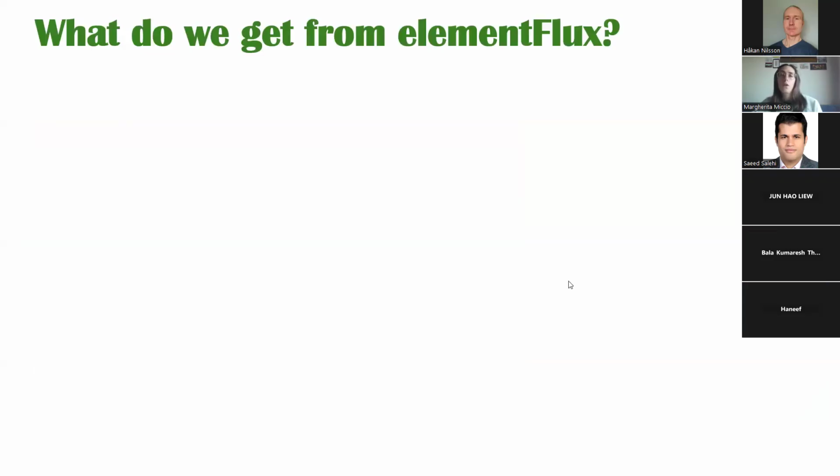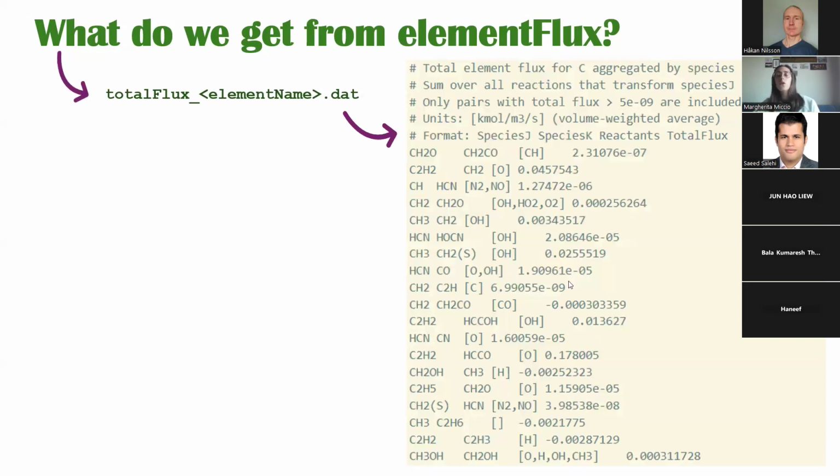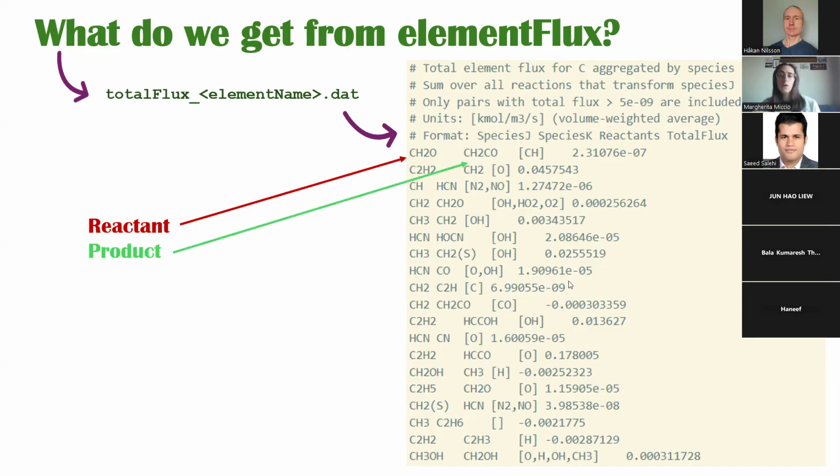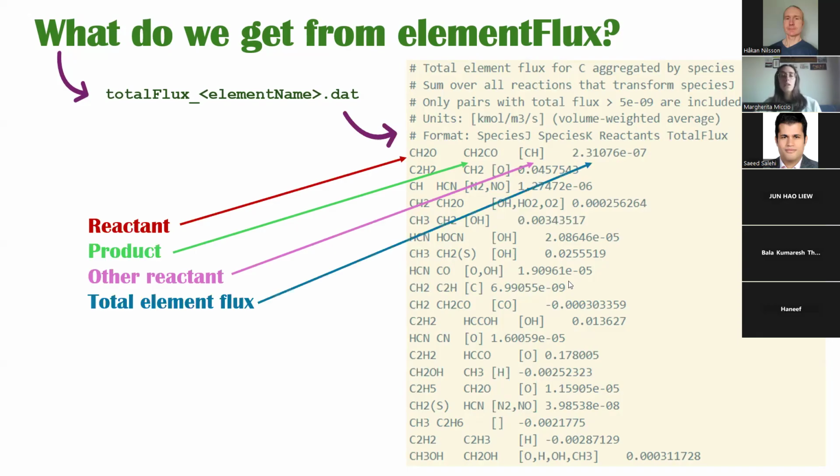So once we use our post-process utility, so element flux, we will obtain a file which is called total flux, then the name of the element we want to track with the dot extension, which will look like a sort of table where we have the reactant on the first column, the product on the second, the other reactant, the one that is also helping the formation of the product, in the third column, and then we have the total element flux.